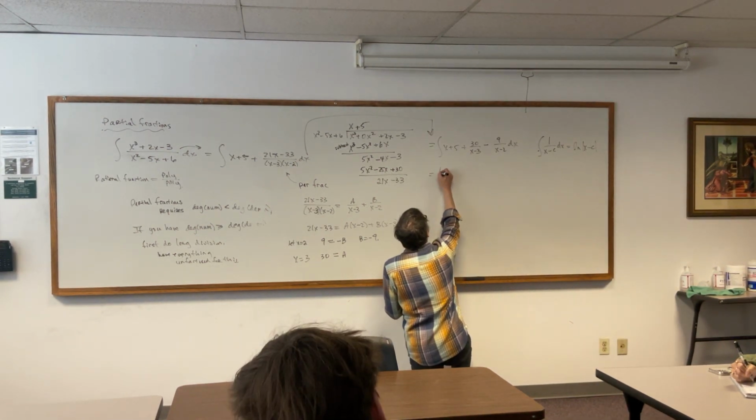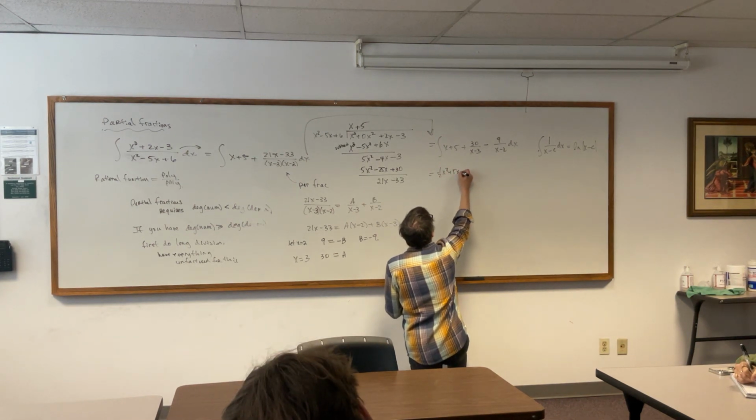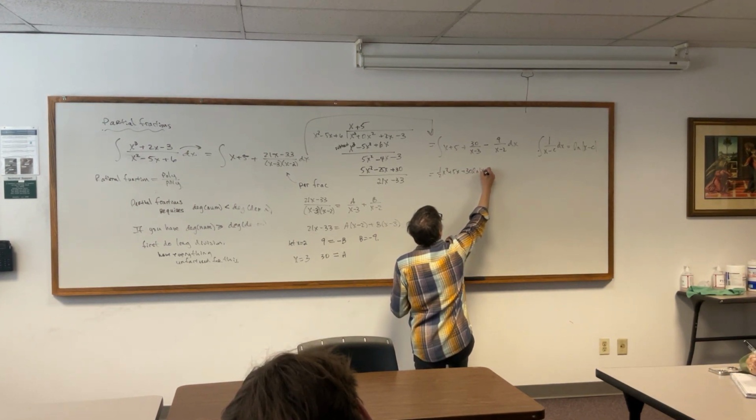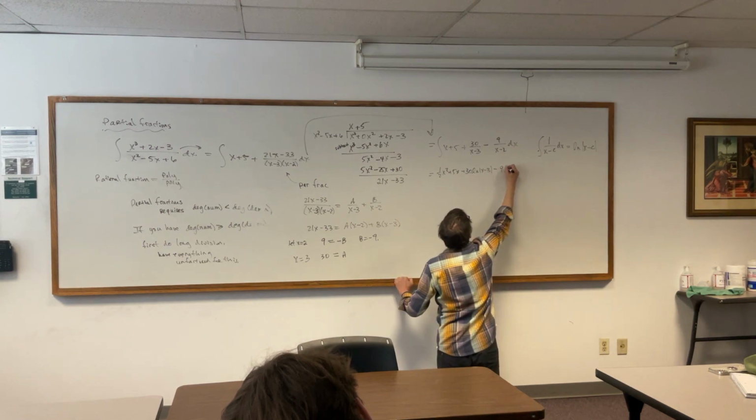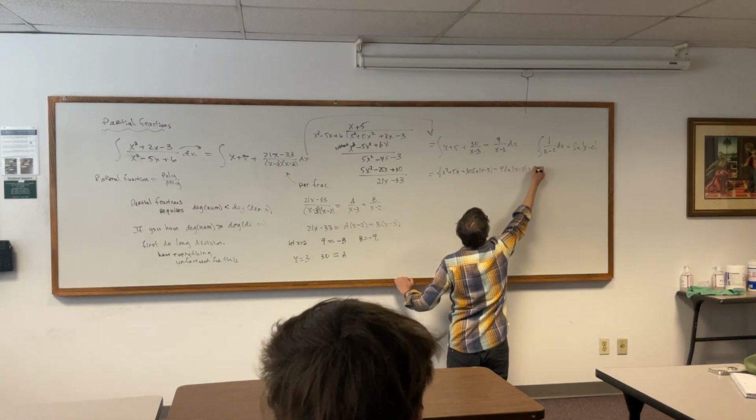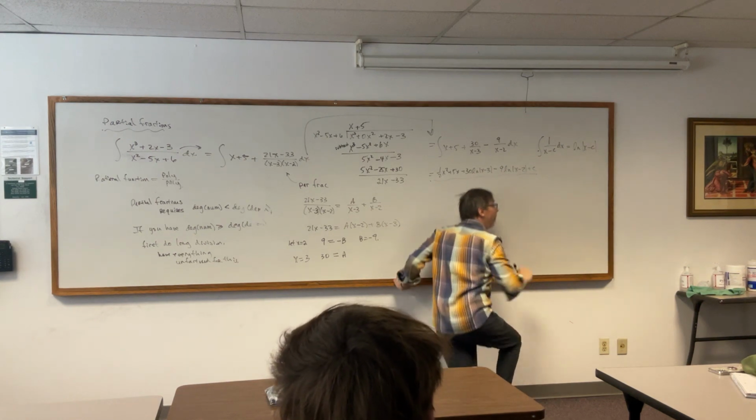So this becomes 1/2 x squared plus 5x plus 30 log of x minus 3 minus 9 log of x minus 2 plus c. And I rocked it out.